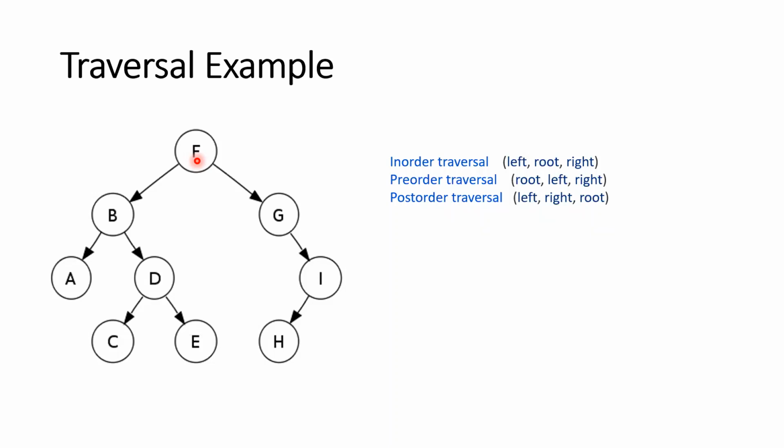Then after B, A. Okay. Then? A. Then D. Then C. Then E, ma'am. Okay. Then G. When it tries to see left, it is not there. Then right. So I. And then it will print H. H. Okay.